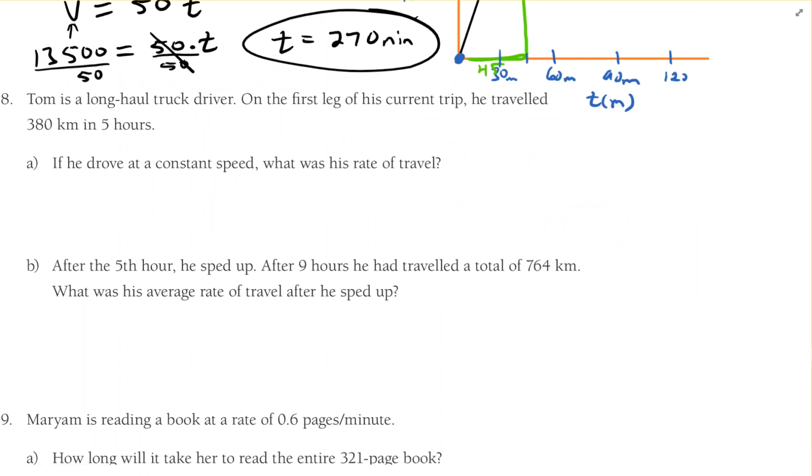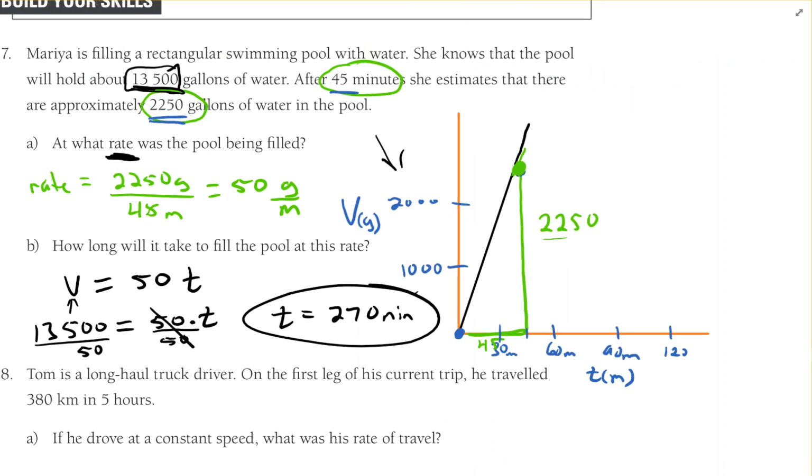It says Tom is a long-haul truck driver. On the first leg of his current trip, he traveled 380 kilometers in 5 hours. If he drove at a constant speed, what is his rate of travel? So we could make another table like we did before, but like I told you last time, we could have just gone 2,250 gallons and divided by 45 minutes.